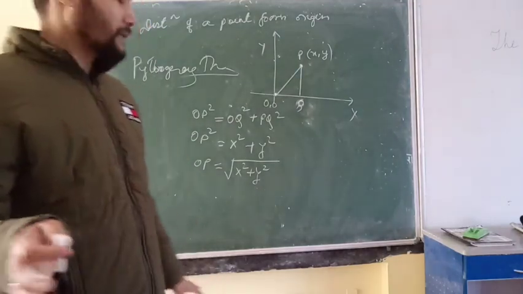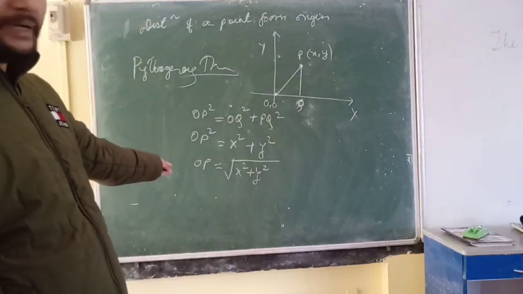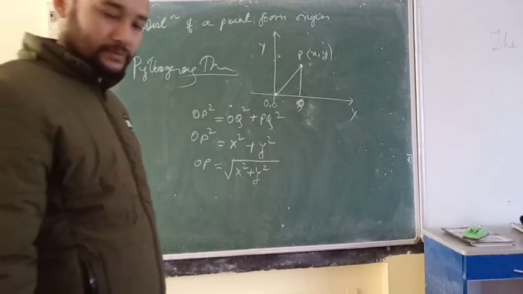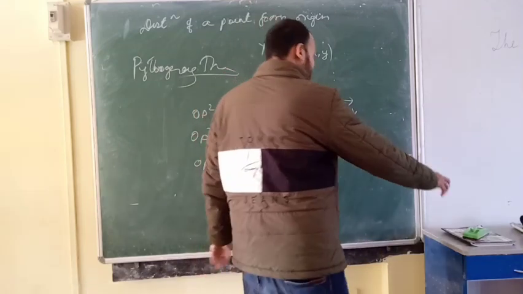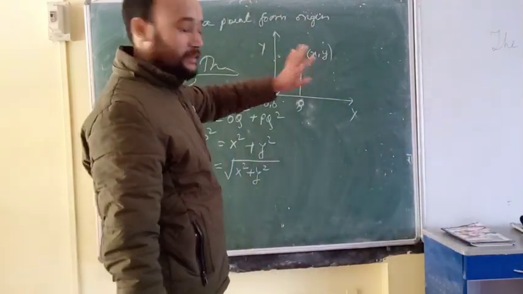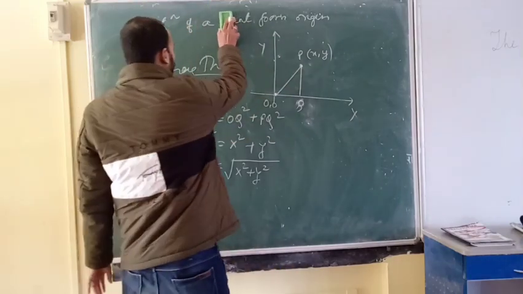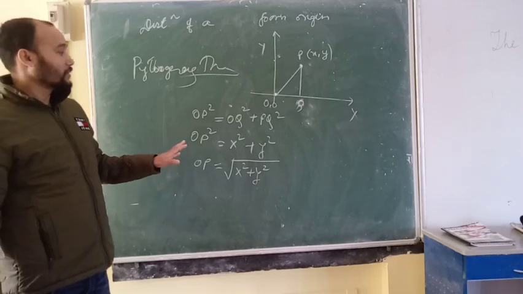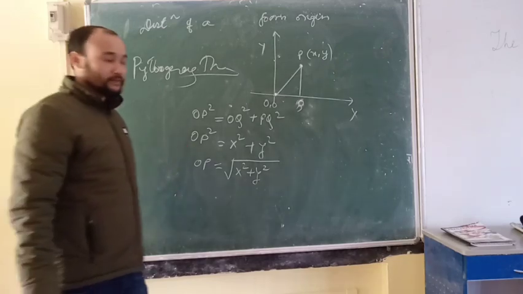Our question exercises are full of such type of questions. This is the base. You take this base and practice a few questions. Secondly, we saw the distance of a point from the origin. The second topic is the distance between two given points. I hope it is clear to you. If you want to write it, pause the video and write.